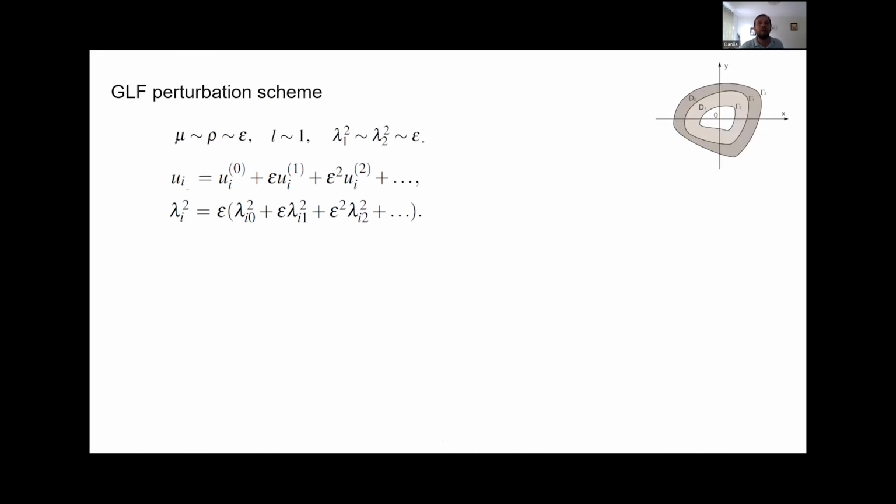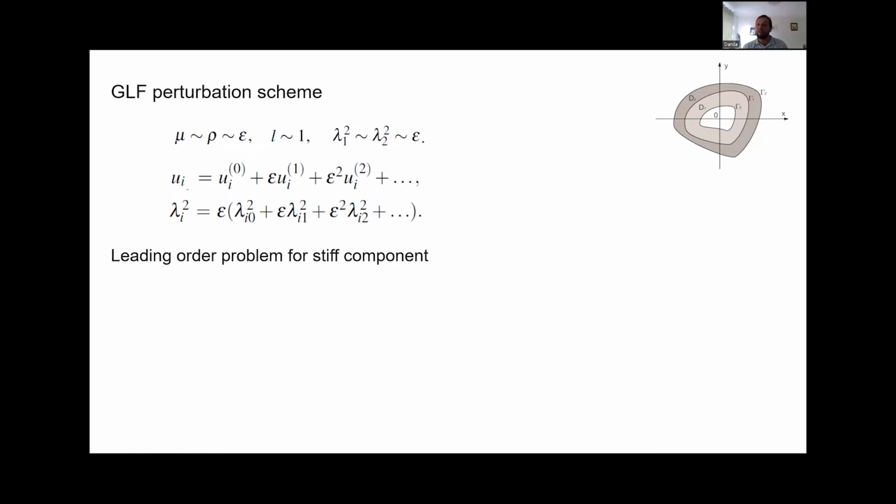Okay, so it just happens that I cannot really change it here, but let's assume that mu and rho are of order epsilon, L is of order 1, and we operate in terms of epsilon in what follows. So these will be the expansions of displacements and spectral parameters.